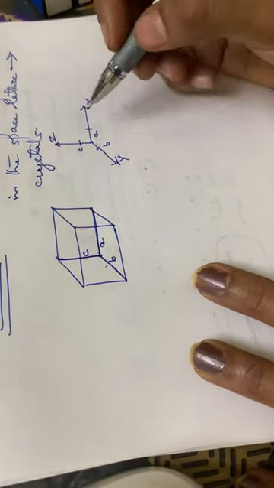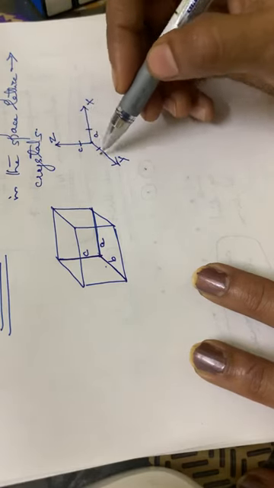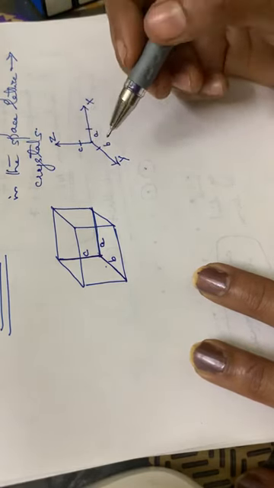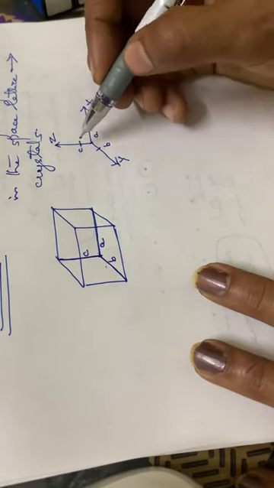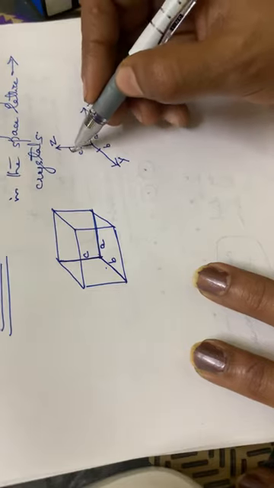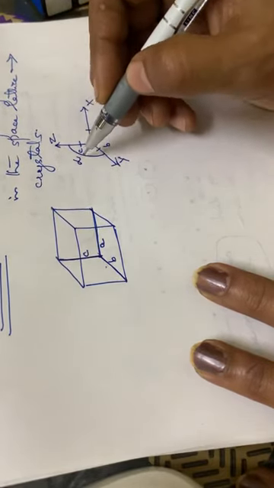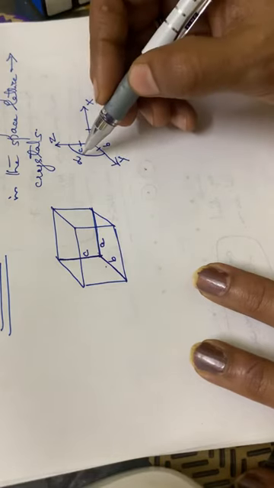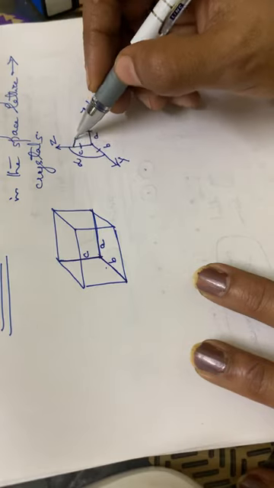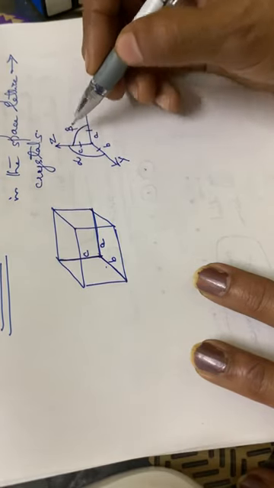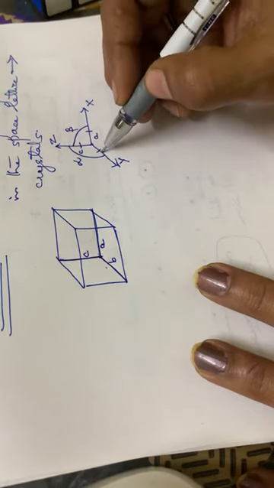Then again three angles will be there. Here one angle, another angle, and a third angle. The angle opposite to the distance A, let it be alpha, just opposite to A. Then the angle opposite to B, let it be beta. And then the angle opposite to C, let it be gamma.